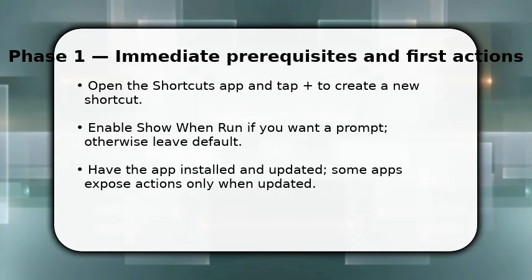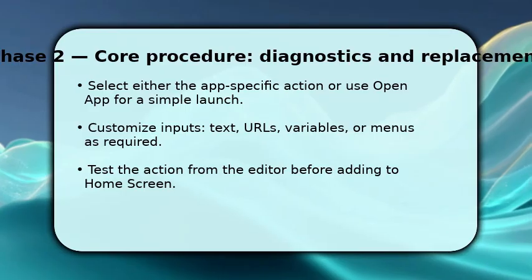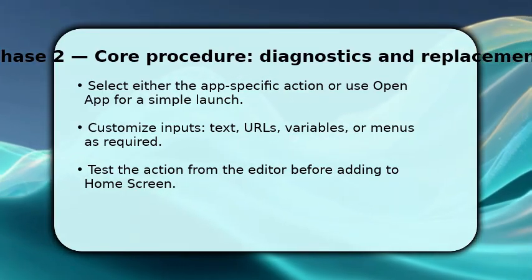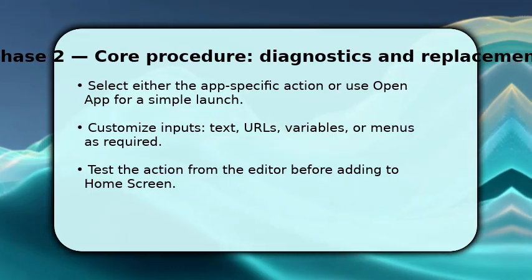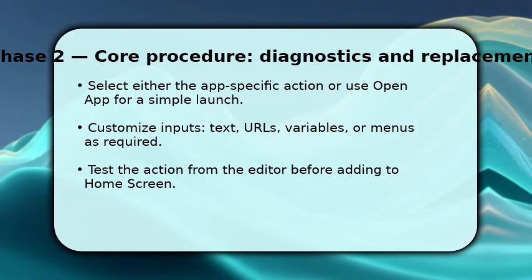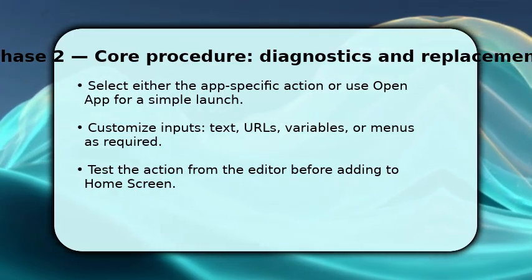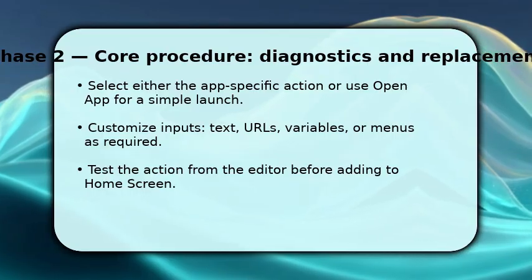Next, choose whether you need an app-specific action or simply Open App. If the app provides actions, select the one that matches your goal: send data, start media, or trigger a workflow. Configure inputs, attach text, a URL, or set a variable. This is where you map what the app should receive.